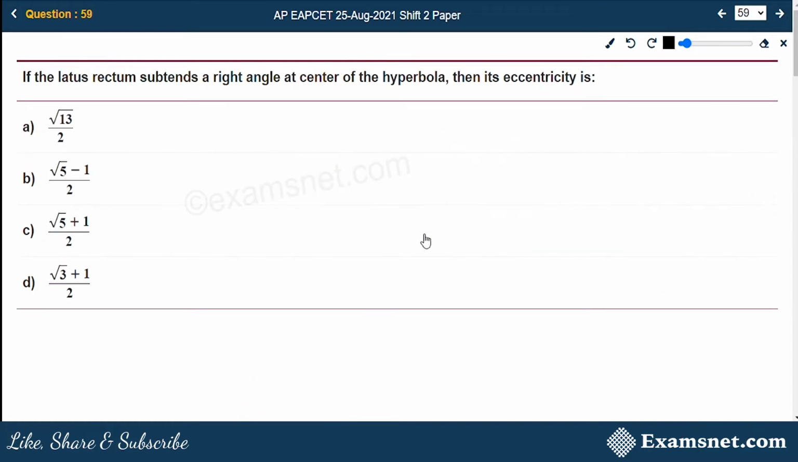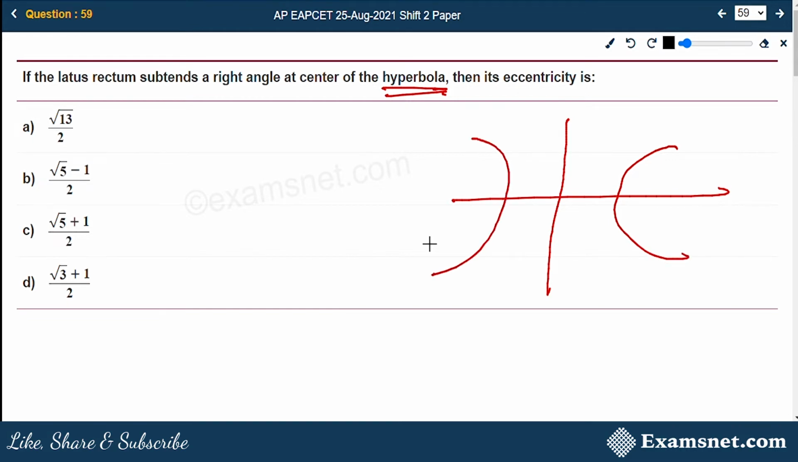Question number 59. Read the statement. It says, if the latus rectum subtends a right angle at the center of the hyperbola. Now, this question involves hyperbola. Then its eccentricity is... First of all, let's understand what this hyperbola looks like and let's draw all the things. So this is your hyperbola.